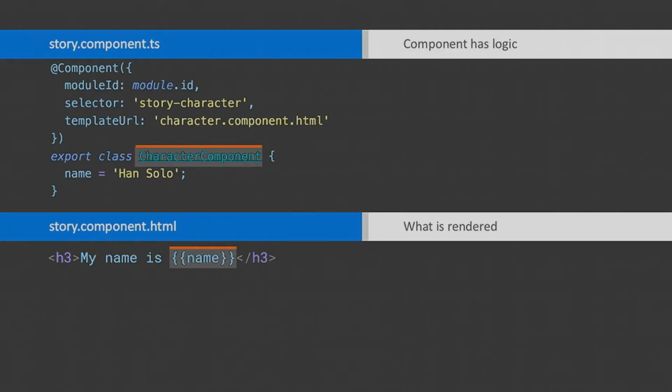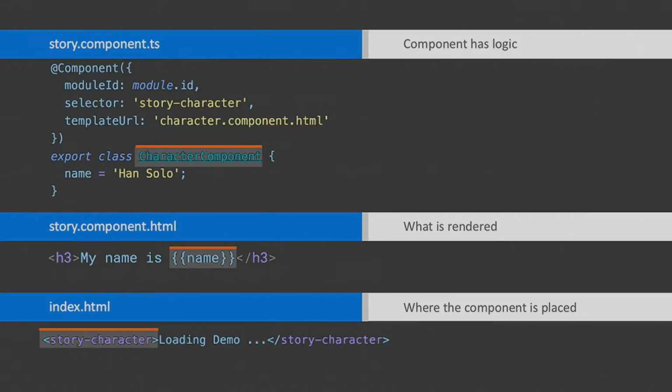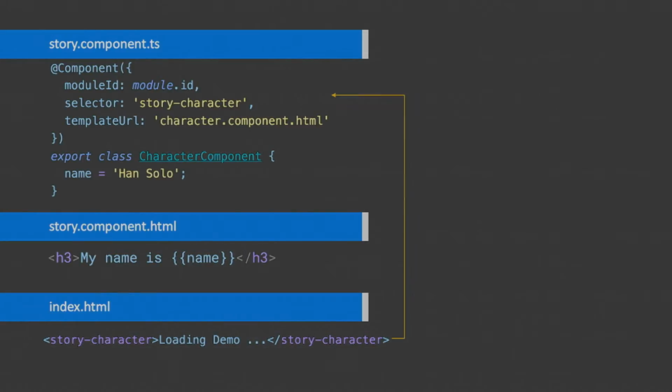The component has a TypeScript file. It's got an HTML file. And then we have to put it somewhere. So maybe inside of our index.html page, we actually have this component, and we just put in the name of the tag that we referenced, that selector up top. So that selector tells it, go get that guy right there. And then he's going to say, go ahead and render that HTML. This is how this tree works.